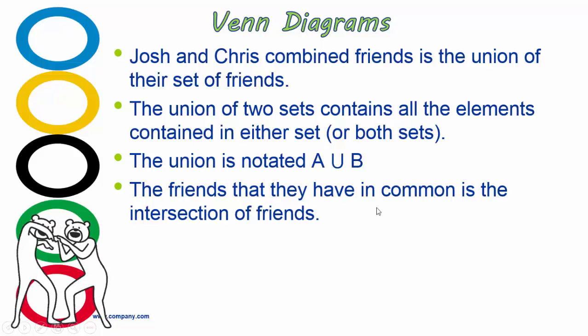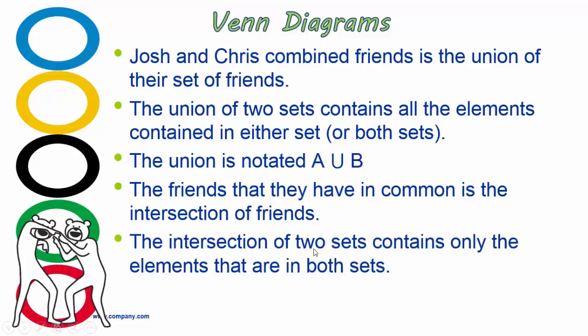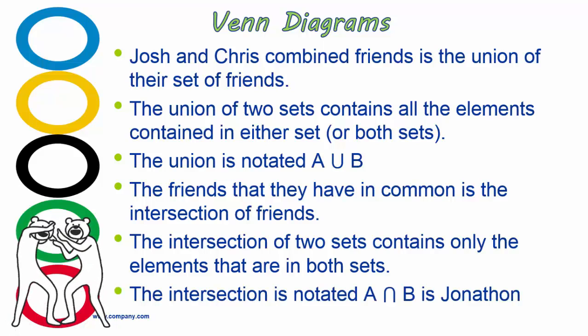Now the friends that they have in common is called the intersection of friends. The intersection of the two sets is only the elements that are in both sets. So for example, here this is the intersection notation, A and B, and let's say Jonathan is the only friend they both have in common. That would be A intersection, which is an upside down U, B. So A intersects B would be the one friend that they both have in common.